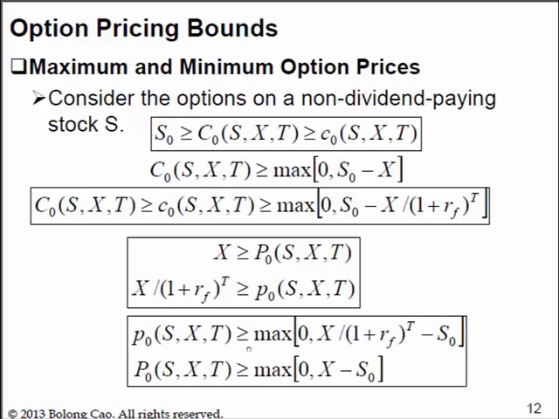Now let's look at the downside. For the European put, it's either zero or a positive number if the discounted strike price minus the spot price is positive. That's the European put. For American put, it's the maximum between 0 or the strike minus the spot price.